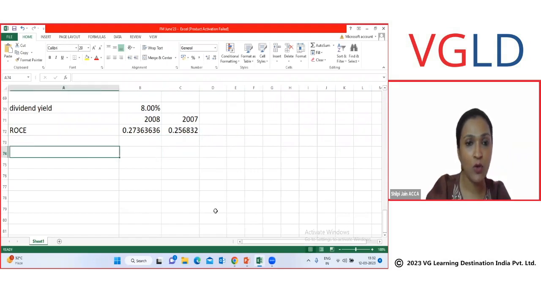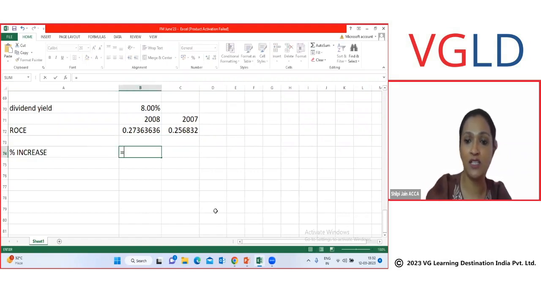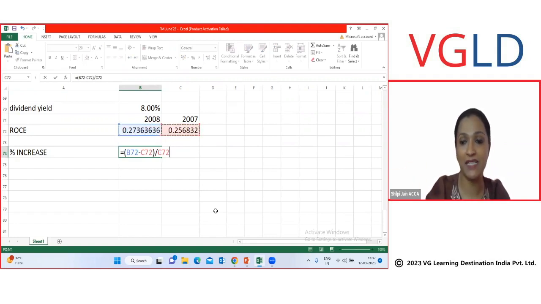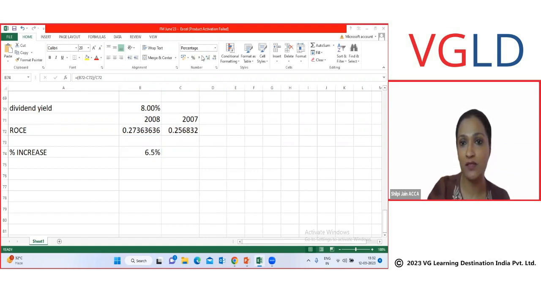So now you have the figures. Can you calculate the percentage increase? So obviously percentage increase will be current year minus last year divided by my last year. That will always be the base whenever you're looking at a percentage increase. And if it's required in percentage, let's quickly do it in the form of a percentage. So 6.5% is what the answer is.